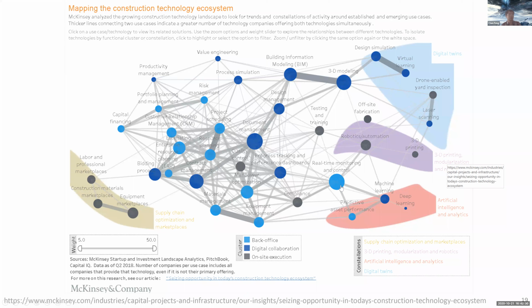We see machine learning with real-time monitoring and control, right? So on and so forth. It's a quite complex diagram, and you can easily find this online, and you can play with it. And I think it's pretty fun and helps you to see a bigger picture of how the technologies are being used in the construction area.